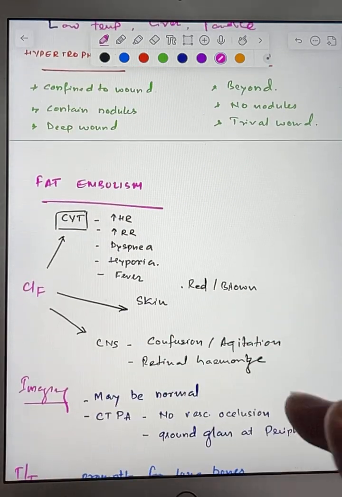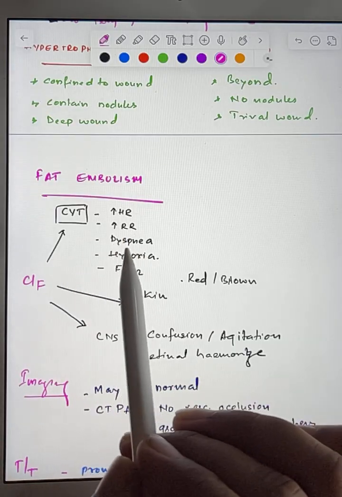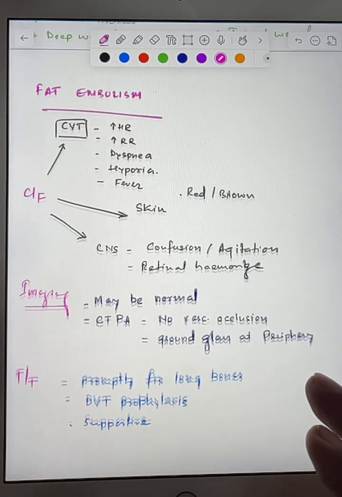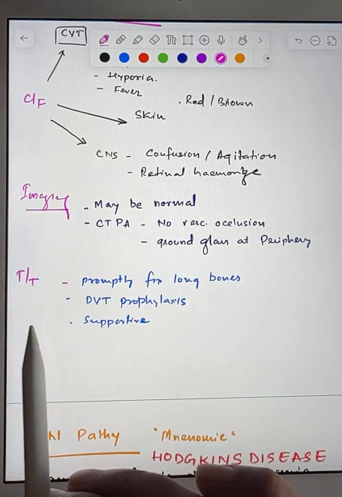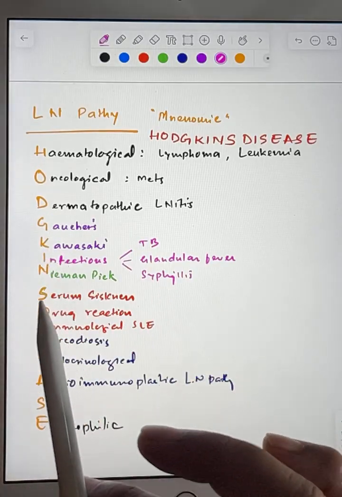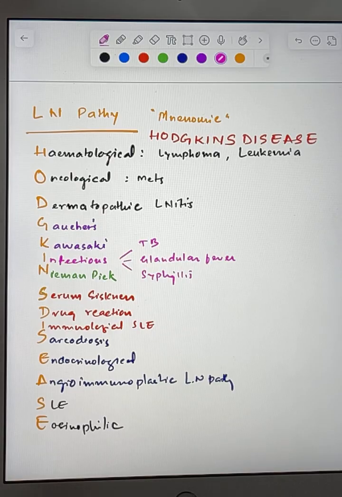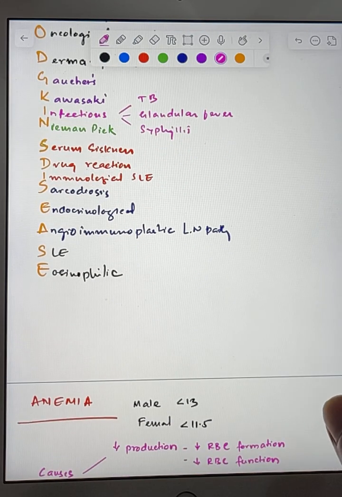Fat embolism, clinical features: CVS, increased heart rate, respiratory rate, dyspnea, skin, CNS confusion. Imaging, CT, initial ground-glass appearance, treatment prompt. Lymphadenopathy: Hodgkin's disease, hematological, oncological, dermatopathic, Gaucher's disease, Kawasaki's disease, infection, serum sickness, drug reaction, immunological, SLE, sarcoidosis, endocrinological.